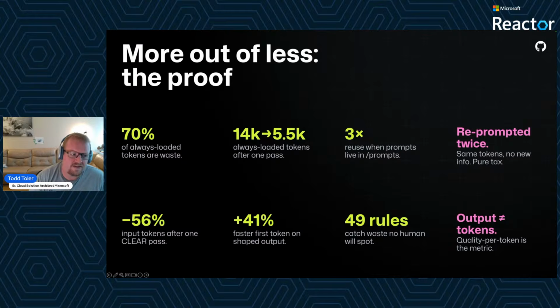And so studies of enterprise prompts keep finding the same thing, like I said, 60 to 70% of the tokens carry no information that changes the model's answer. There's a lot of courtesies, hedges, filler, duplicated rules, and that's the headline of this entire workshop. After one cleanup pass, a typical team's always loaded instructions drop from about 14,000 tokens to 5,500. So one clear rewrite cuts input tokens by about 56% and gets your first token back about 41% faster.